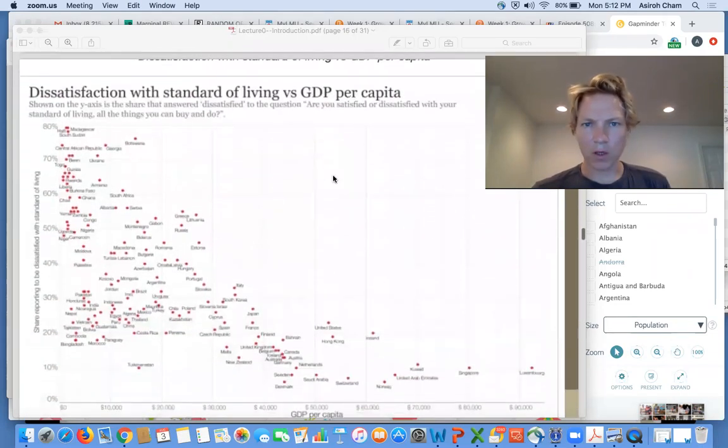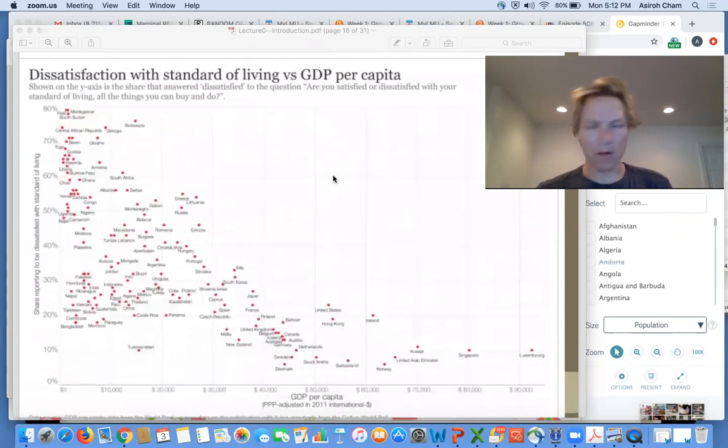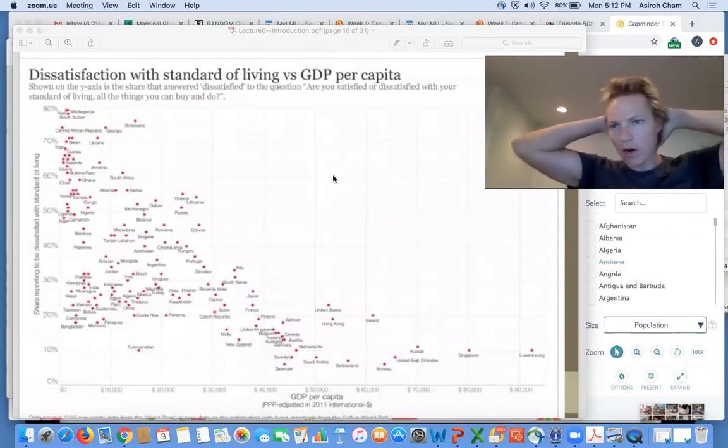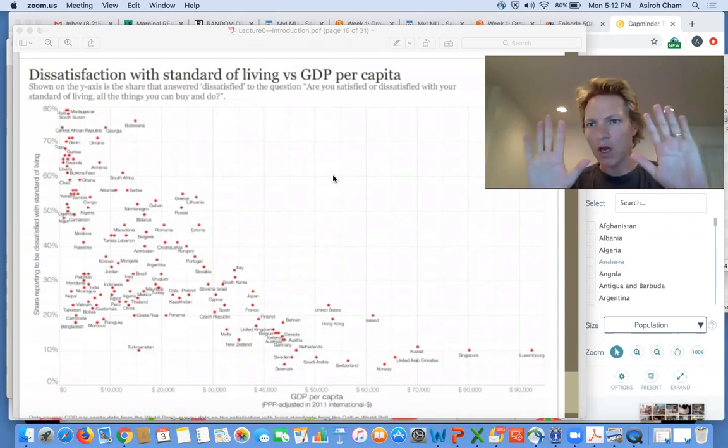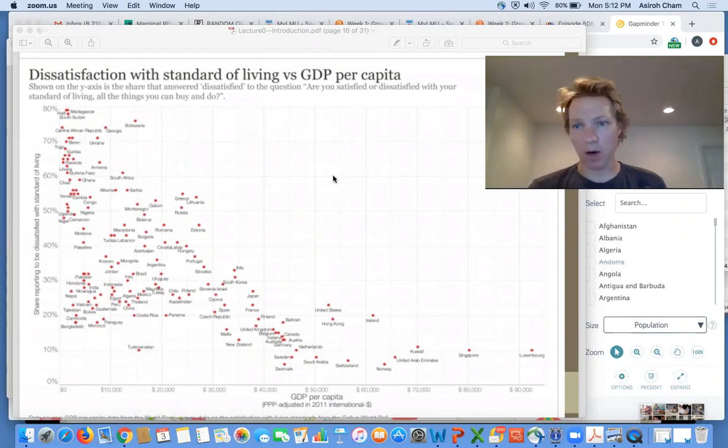So first of all, what is the correlation between GDP per capita and life satisfaction or happiness? Just again, GDP per capita is essentially, you want to just think of it as income per capita. On average, how much money does each person make?